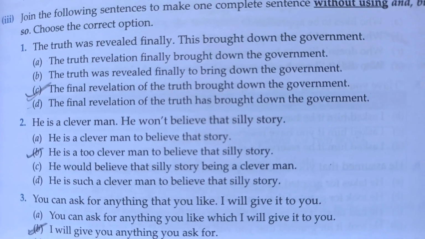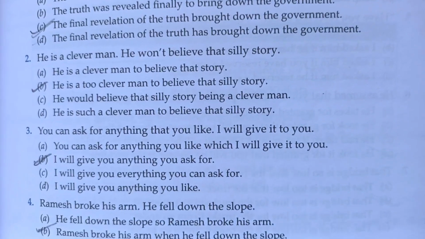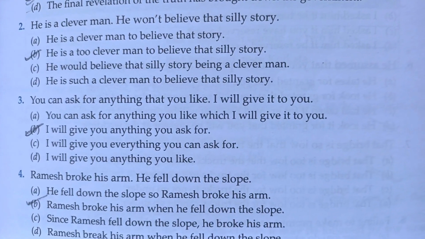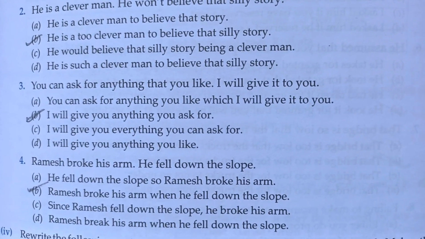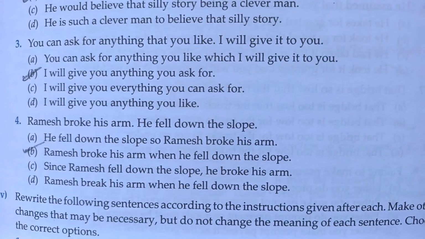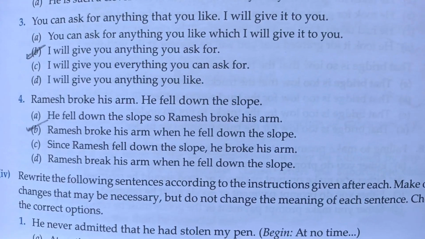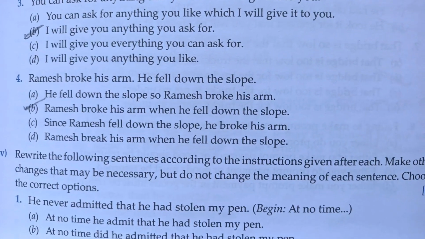He is a too clever man to believe that silly story. Number three, you can ask for anything that you like. I will give it to you. So here option B is correct. I will give you anything you ask for. Ramesh broke his arm. He fell down the slope. So here option B is correct. Ramesh broke his arm when he fell down the slope.